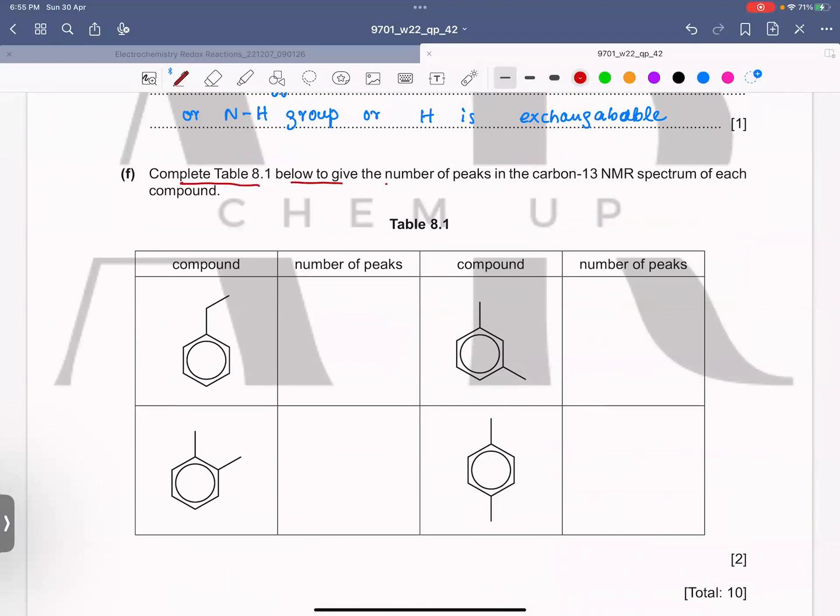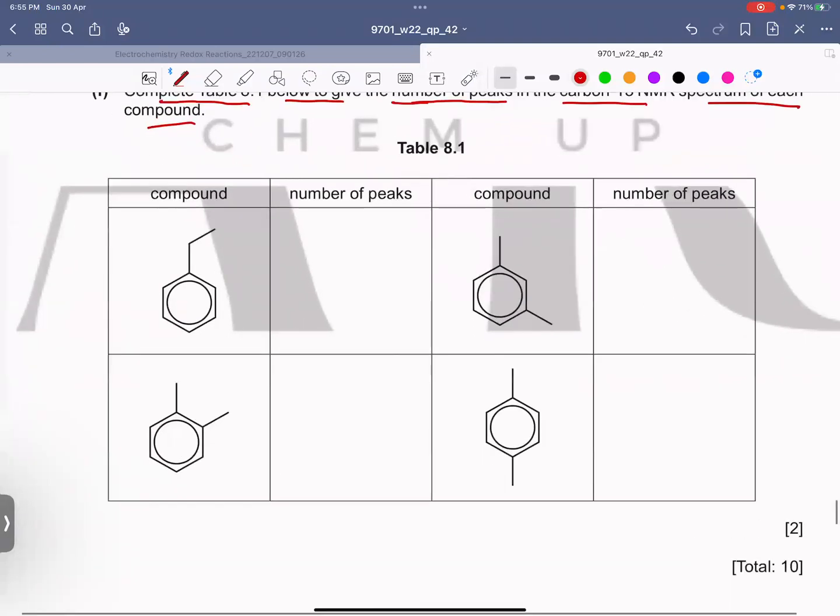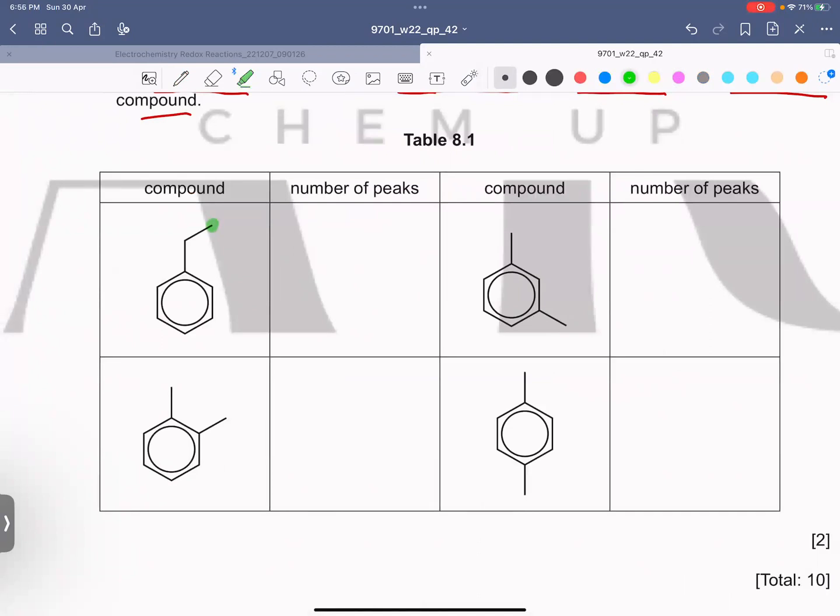Below to give complete table 8.1, below to give the number of peaks in the carbon-13 NMR spectrum of each compound. Okay, so let's start marking. If we observe, this one is going to be completely different carbon than this one. Then this carbon is going to be completely different from the rest of the benzene carbons. These two carbons are exactly the same, and then these two carbons are exactly the same. And this one is completely different. So count how many different carbons we are getting over here. 1, 2, 3, 4, 5, 6.